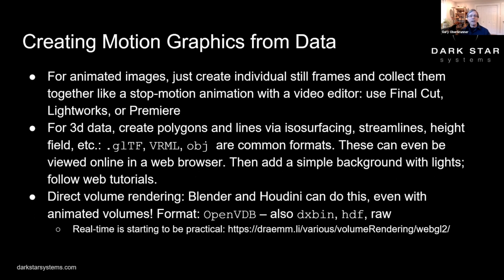So what kinds of tools can you use to create motion graphics from data? If you just have animated images, like a time sequence of data, just create individual still frames and collect them together like a stop motion animation. Final Cut can do that, so can Lightworks and Premiere. If you have 3D data, you'll need to create polygons and lines via isosurfacing or streamlines or height fields.